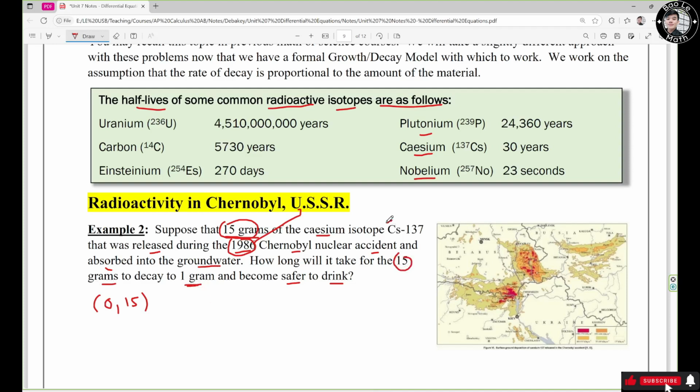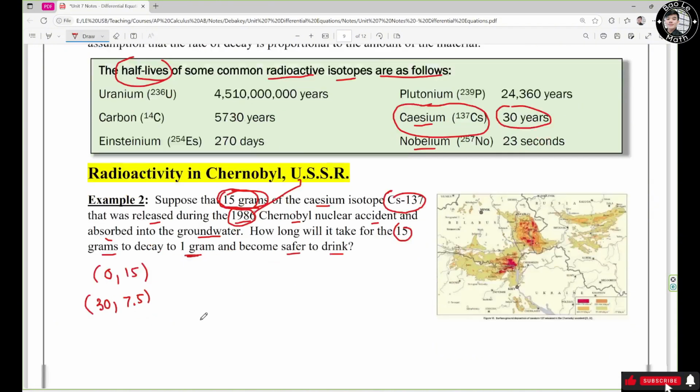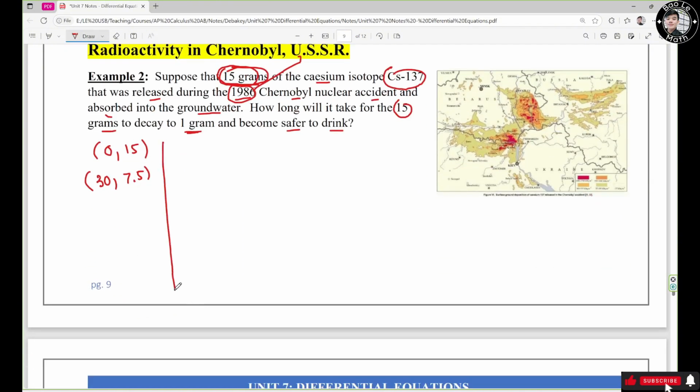Now, you know that this isotope has a half-life of 30 years, which means at t equals 30, the initial value becomes half. So it could be 7.5, right? Alright, now I need to use the ordered pair (0, 15) first.